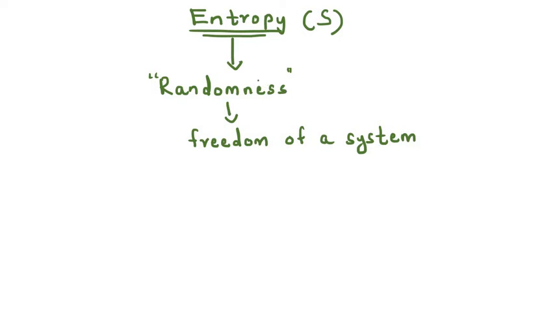Now what does this mean, randomness? It means the freedom of a system. How much a system is free. The randomness or the entropy can also be defined as the disorderness of a system.